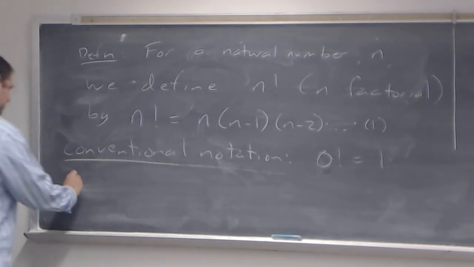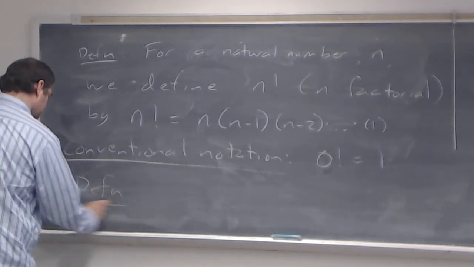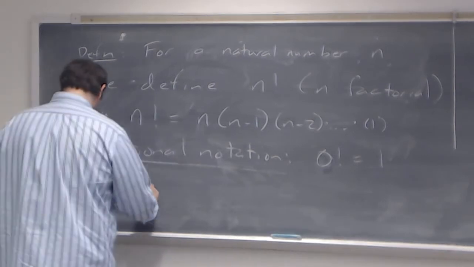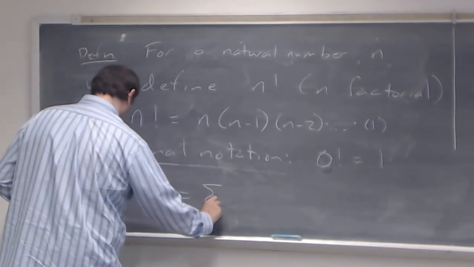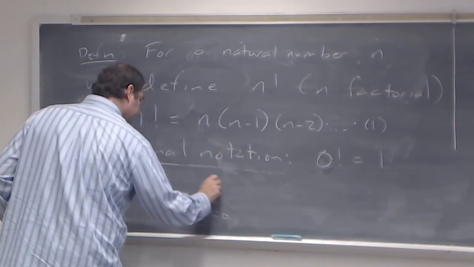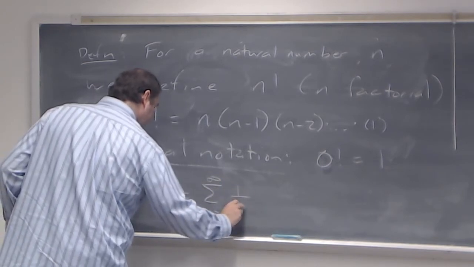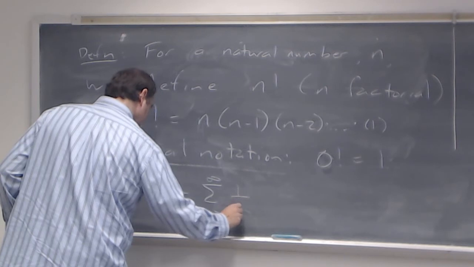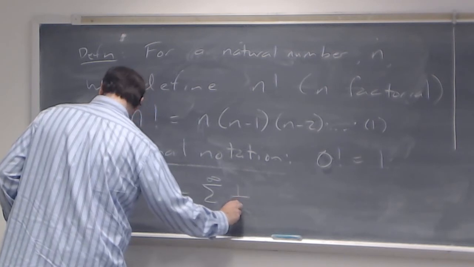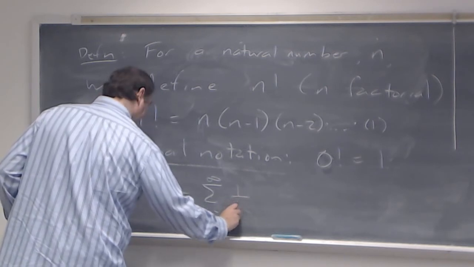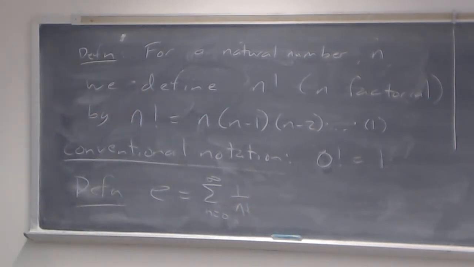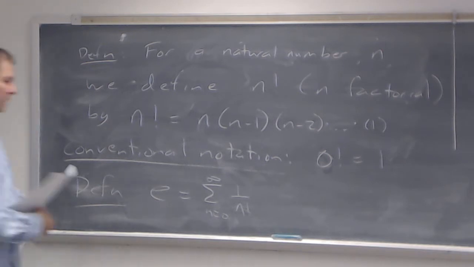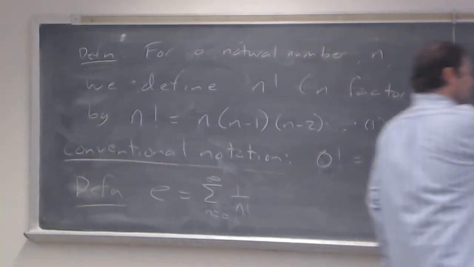Now here's our definition for e. So the number e is defined to be equal to the sum as n runs from 0 to infinity of 1 over n factorial. That's the number e. Let's make sure that that seems plausible.